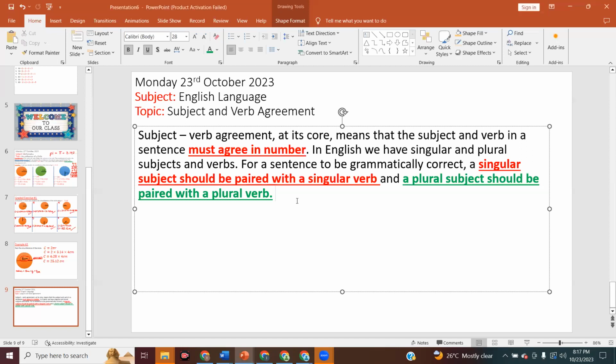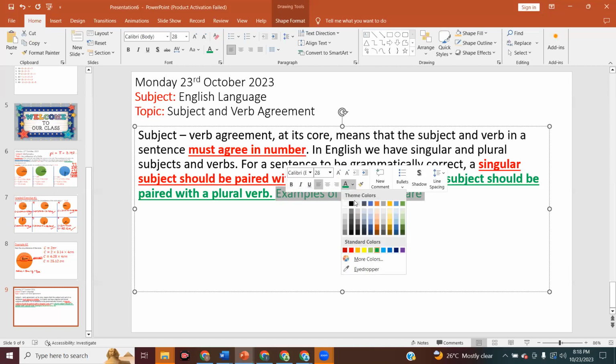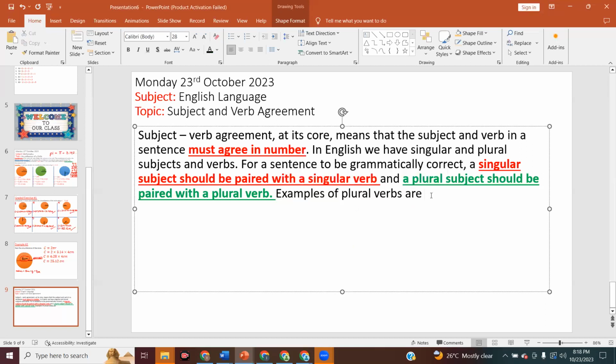What's weird is that plural verbs, the way they're spelled, feel singular to me. This is probably why I didn't understand it in school. If I give you a plural verb, walk is plural. Plural verbs are walk. Run is actually plural for a verb.